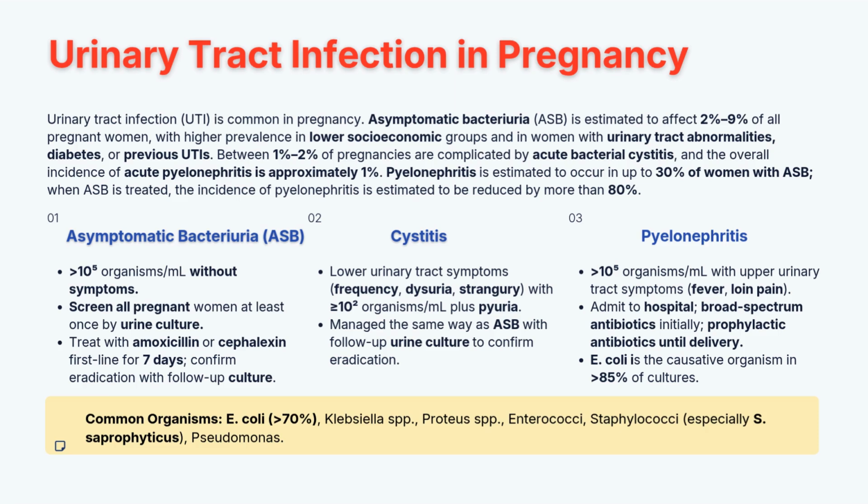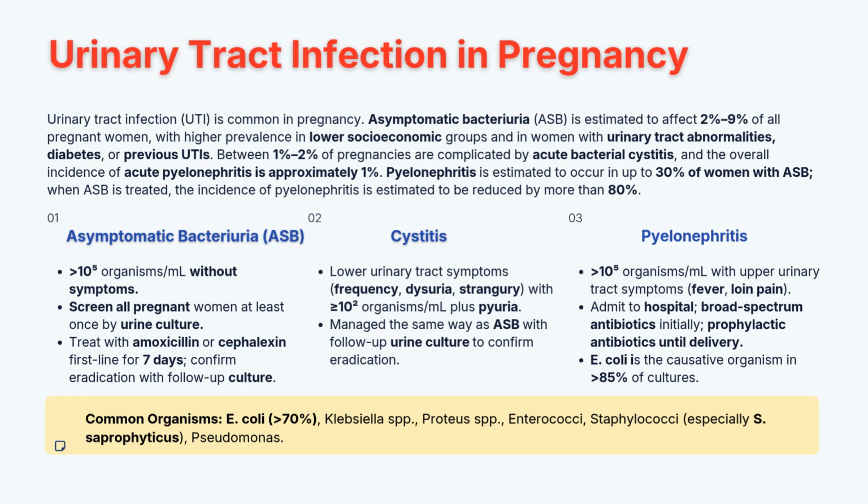Asymptomatic bacteriuria is defined as more than 100,000 organisms per milliliter in a patient without urinary symptoms. Common first-line treatment includes amoxicillin or cephalexin for about 7 days, followed by repeat urine culture to confirm eradication. Cystitis presents with lower urinary symptoms such as dysuria, frequency, urgency, and suprapubic discomfort. Significantly, bacteriuria in symptomatic women may be present even at lower colony counts. Cystitis is generally treated similarly to asymptomatic bacteriuria, with a follow-up urine culture after treatment.